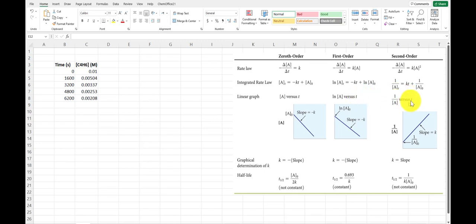But while we're thinking about it, let's think about what we need for second order. Second order, we have this 1 over A term, so that means we need another column of data where we transform this into the reciprocal, so we do 1 over that value. So let's do that really quick.